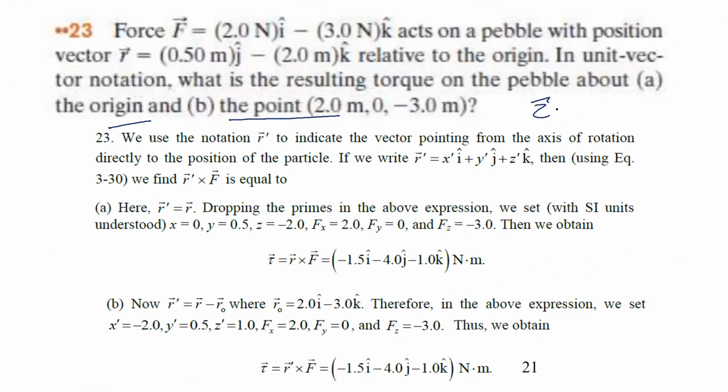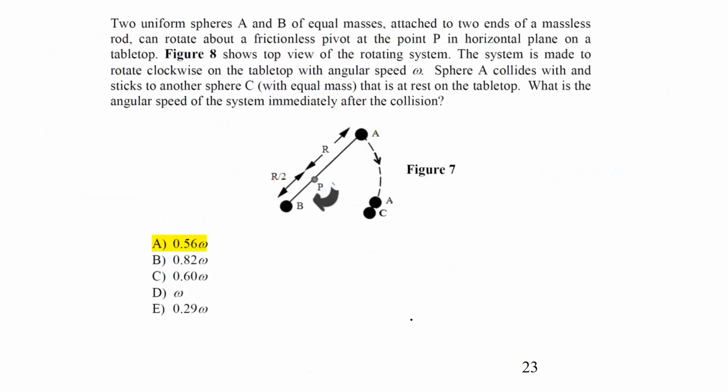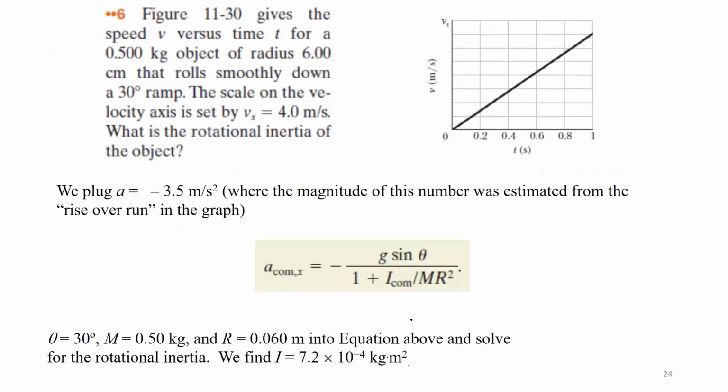So the torque is R cross F. Now, if I talk about the origin, the R is the position of my particle with respect to the origin. But if I'm looking at another point, the torque about A is R A cross F. So you have to find the position of the particle with respect to point A, and point A is this. So have a look at it and solve it. It's beautiful. You solve this, you solve everything basically.